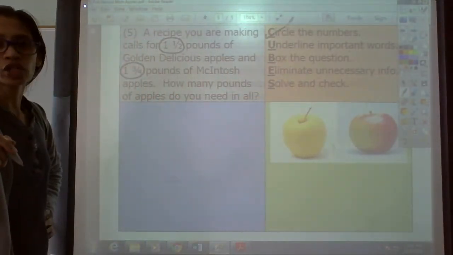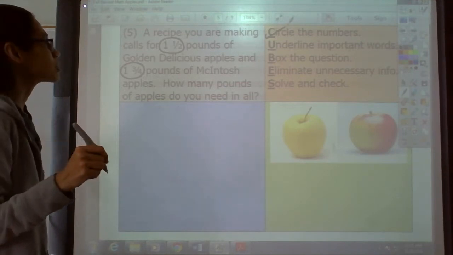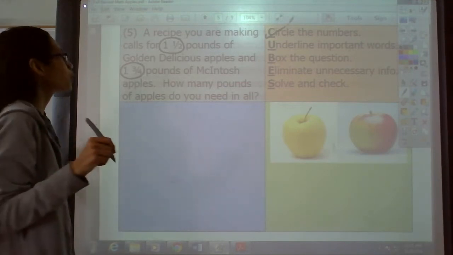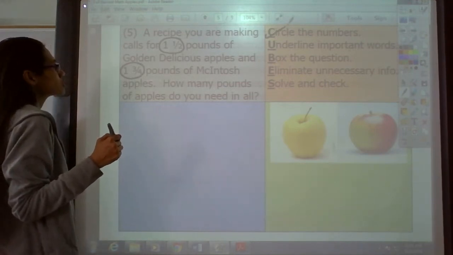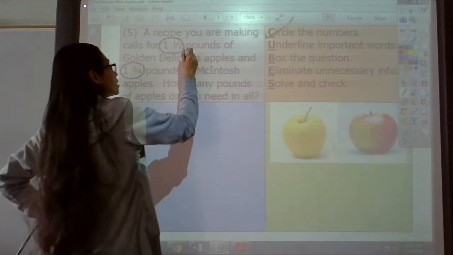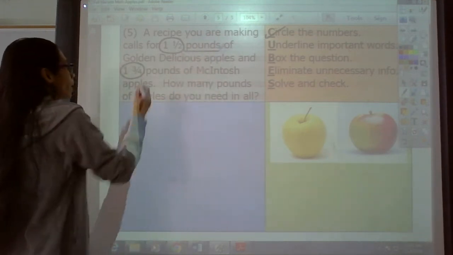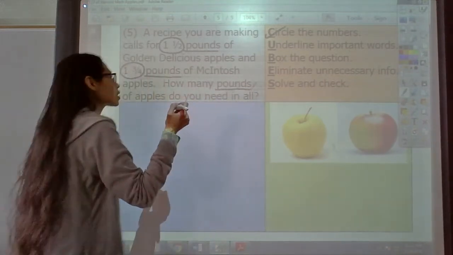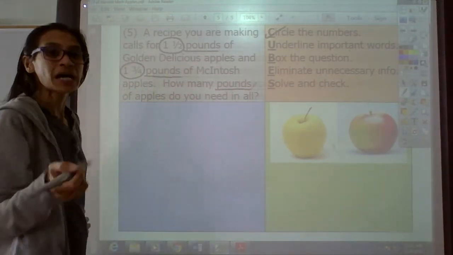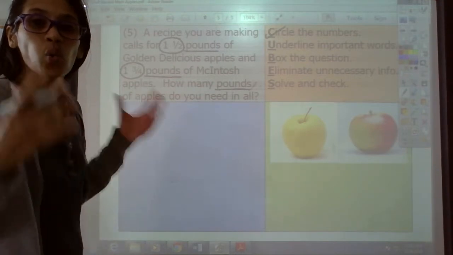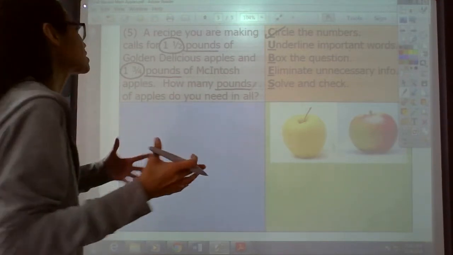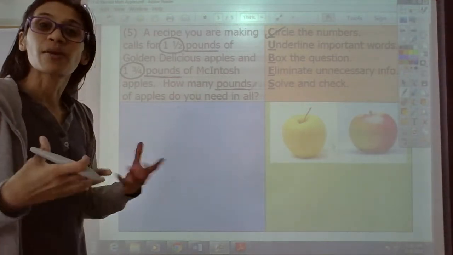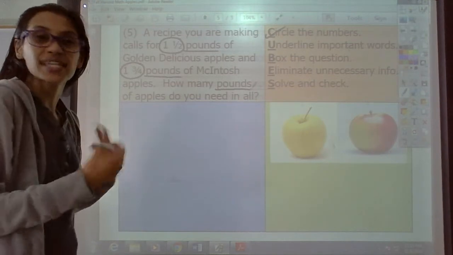Next step in our CUBES clues is the U step. The U step says to underline the important words. What words do you see? We could start with the units. Pounds, pounds, pounds, pounds, pounds. And that is a unit for weight, for mass, to see how heavy something is, how much stuff there is inside of that.